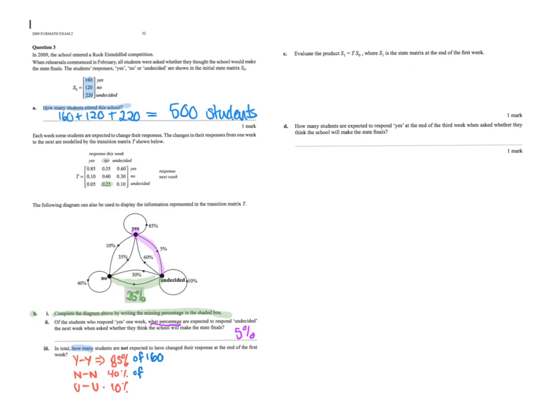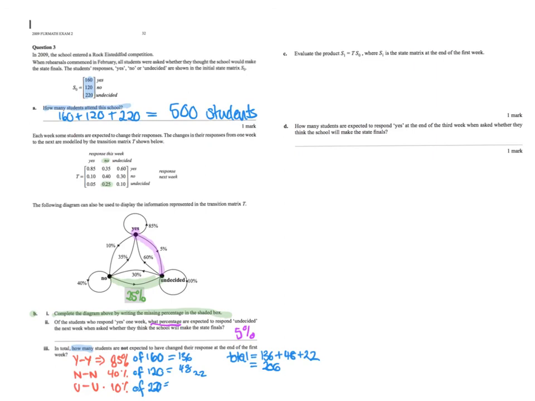40% of the no's, which was 120, and 10% of the undecided, which was 220. So I'm going to work out those numbers and then add them up. All right, so we've found all those.